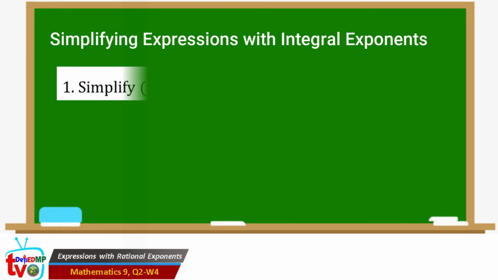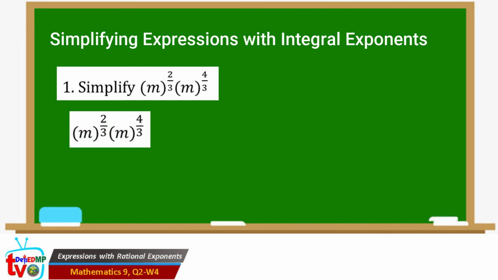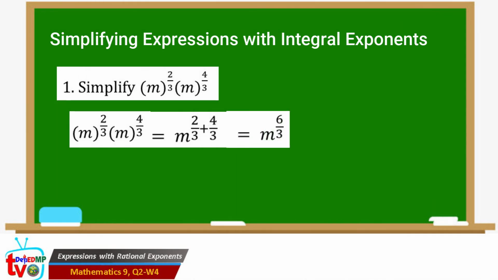First, simplify m raised to 2/3 times m raised to 4/3. Since the operation is multiplication, we need to add their exponents. So, m raised to 2/3 times m raised to 4/3 equals m raised to 2/3 plus 4/3 equals m raised to 6 over 3 equals m raised to 2.